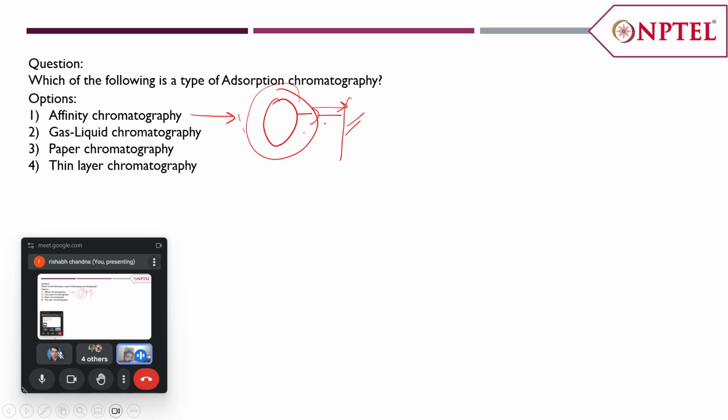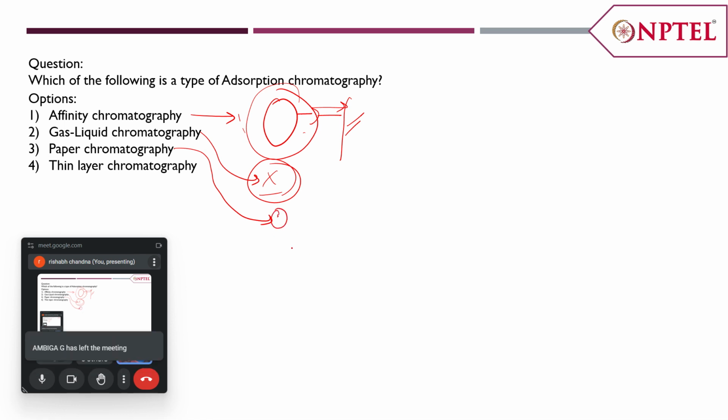Then gas liquid chromatography is based upon the dissolution of a particular protein in the medium. So this is not an example of adsorption chromatography. Then paper chromatography, where in the beginning it was only used for separating the molecules. So this is also a type of adsorption chromatography itself.